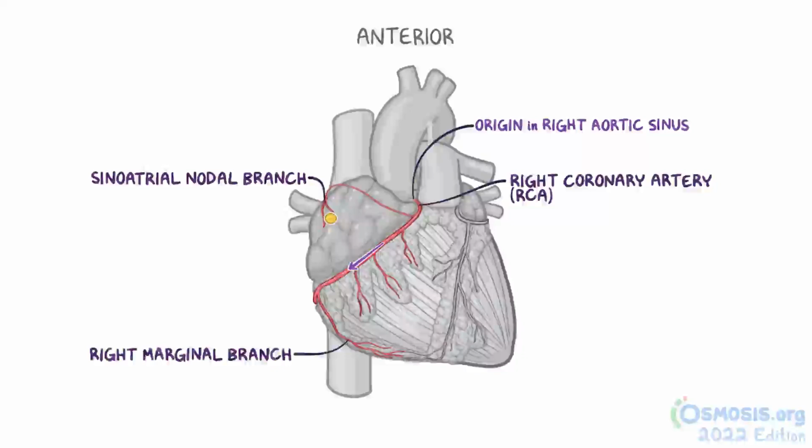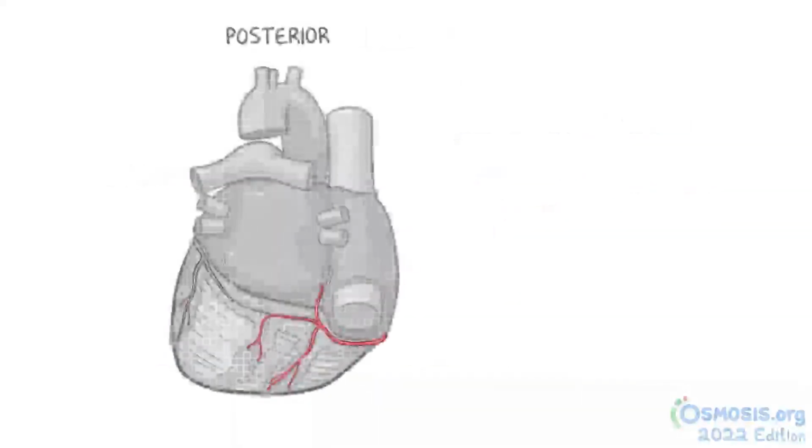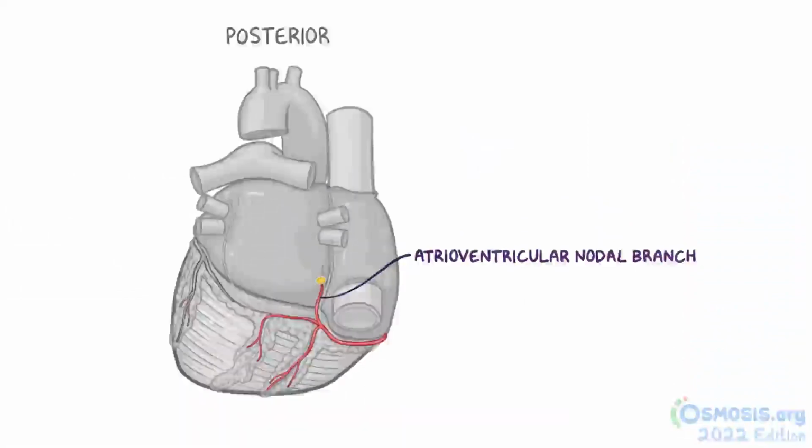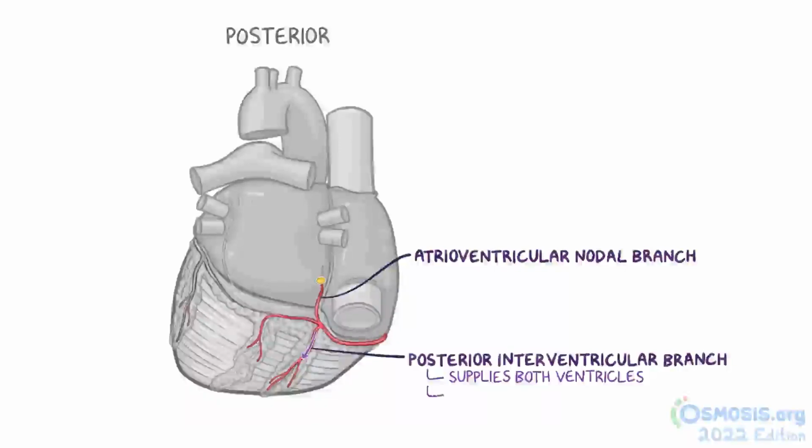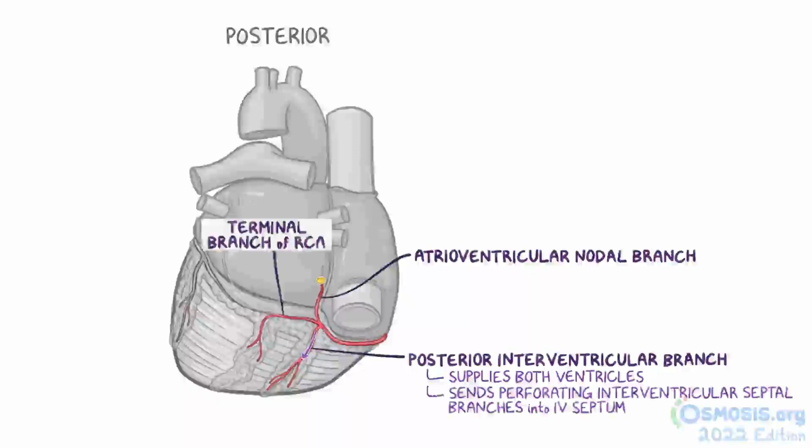After giving this branch, the RCA turns to the left and continues its journey in the coronary sulcus posteriorly. Here, the RCA gives yet another branch, the atrioventricular nodal branch, which supplies the AV node. The RCA usually gives the posterior interventricular branch, which descends in the posterior interventricular groove. This branch supplies areas of both ventricles and sends perforating interventricular septal branches into the IV septum. Finally, the terminal branch of the RCA continues for a short distance in the coronary sulcus.